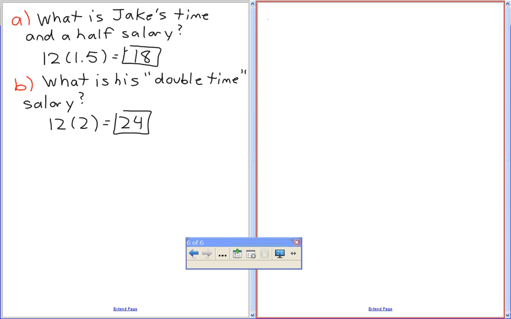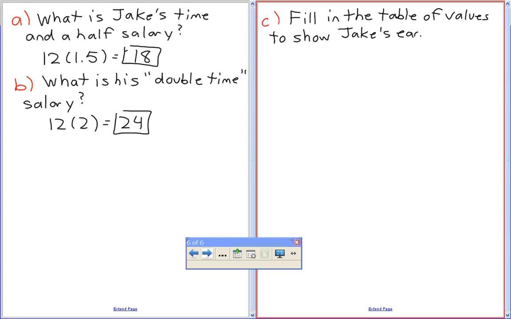Letter C is going to say, fill in the table of values to show Jake's earnings after 0, 20, 40, 60, 80 hours.